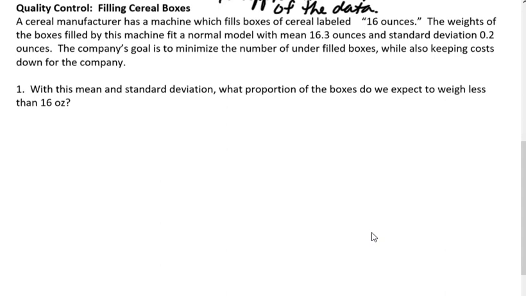The weights of the boxes filled by this machine fit a normal model with mean 16.3 ounces and a standard deviation of 0.2 ounces. In other words, if I took a random sample of cereal boxes filled by this machine, I would notice that the weights center around 16.3, have a standard deviation of 0.2, and approximately unimodal and symmetric distribution. So I can use a normal model to approximate it.